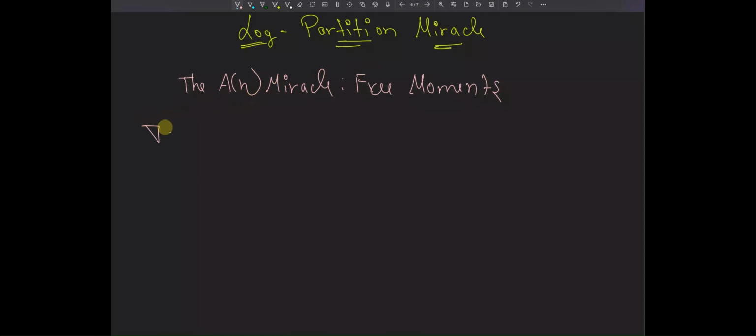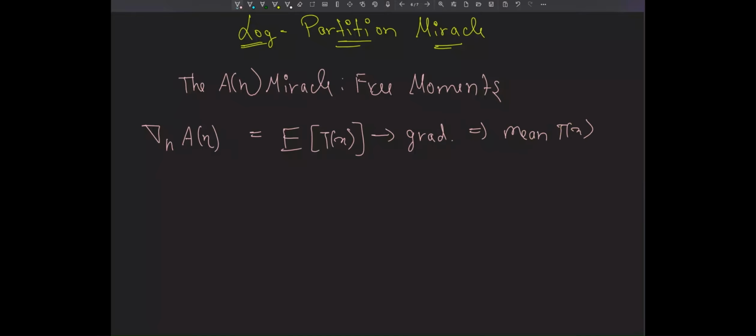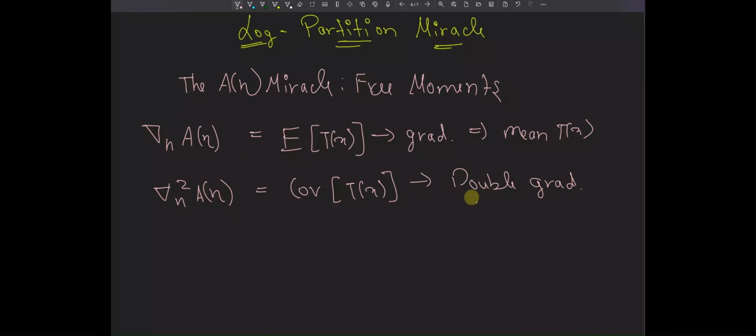Let's see that. Gradient of A(eta) with respect to eta is expectation of T(x), means the gradient gives us the mean of T(x). Again, if we calculate the gradient of A(eta) with respect to eta again, we get the covariance of T(x), means double gradient or Hessian gives us the covariance of T(x).